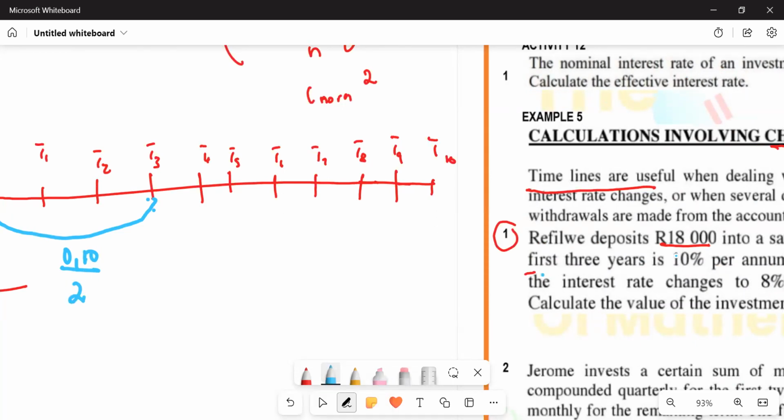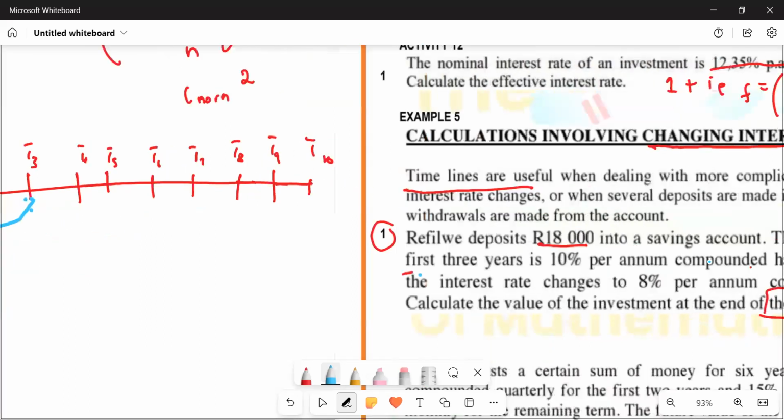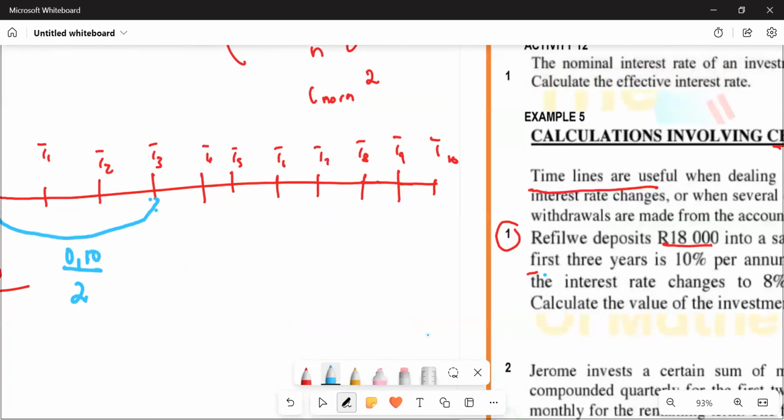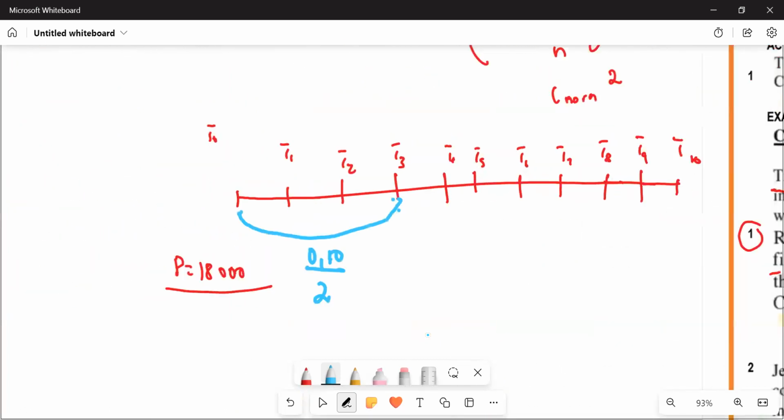It says we have 10% per annum, but we are going to do calculations semi-annually, which is half yearly. Remember, by now we know our compound interest can be semi-annual, quarterly, or monthly. So if they say it's compounded half yearly, it means we are going to take this 10 and divide it by 2.